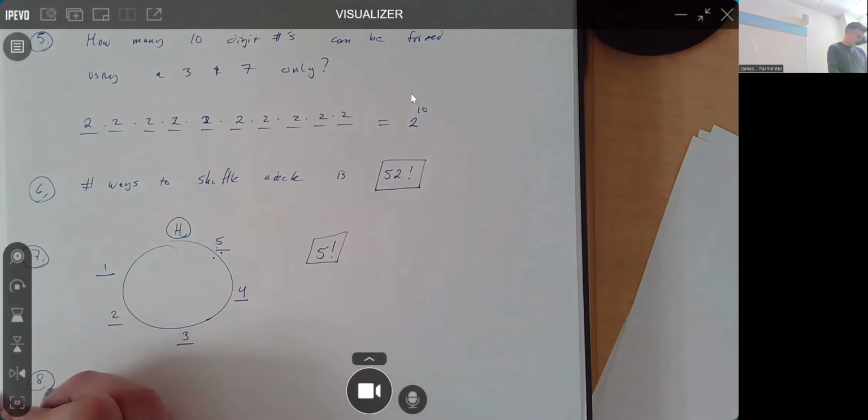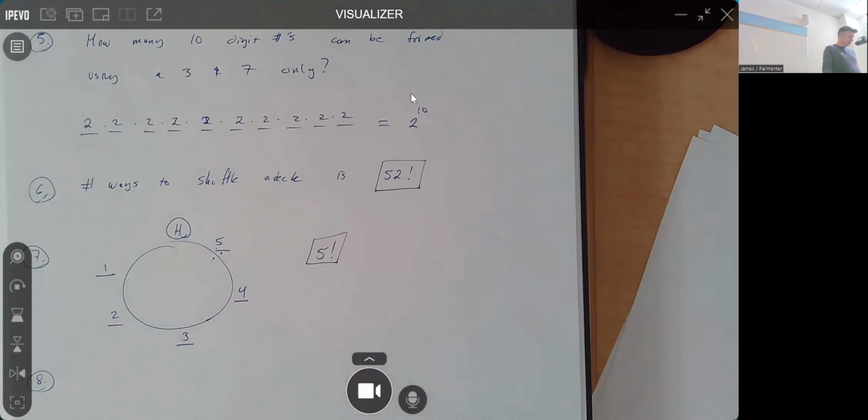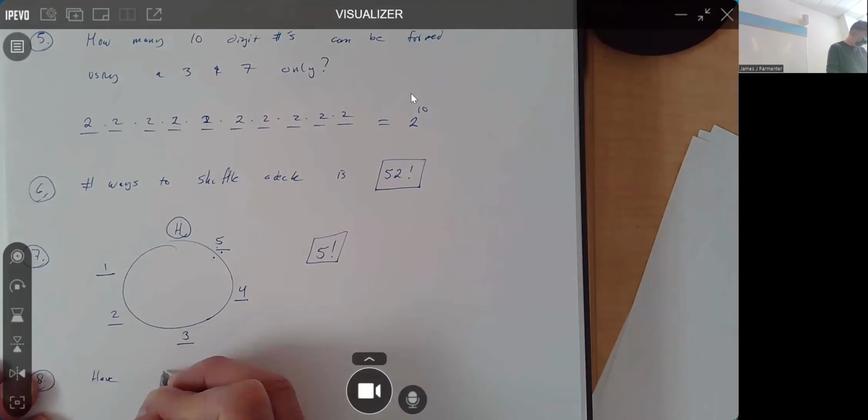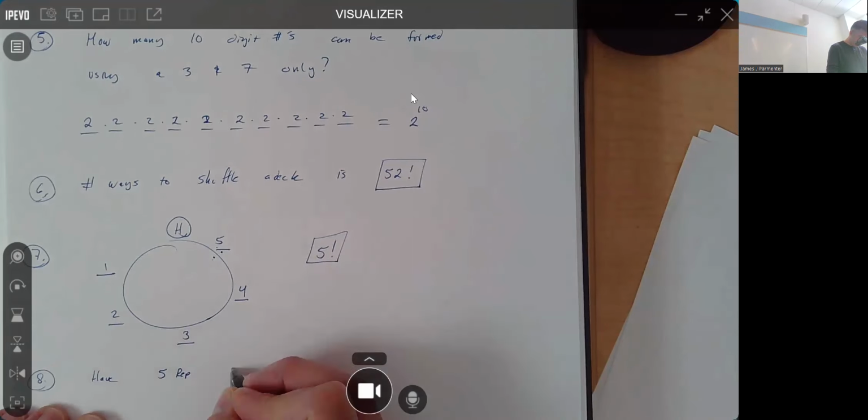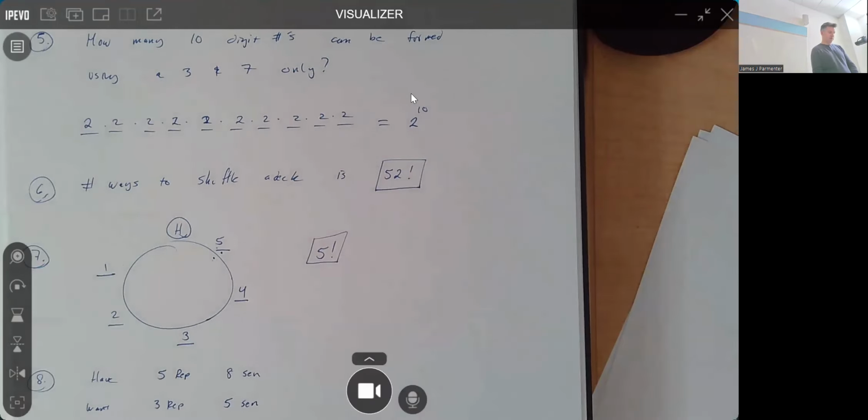Question 8. How many committees consisting of 3 representatives and 5 senators can be selected from a group of 5 representatives and 8 senators? So we have 5 representatives and 8 senators, and we want 3 representatives and 5 senators. And it's annoying. I would have picked a different number than 5 there. Oh well. It can be confusing that there's a 5 there and there.